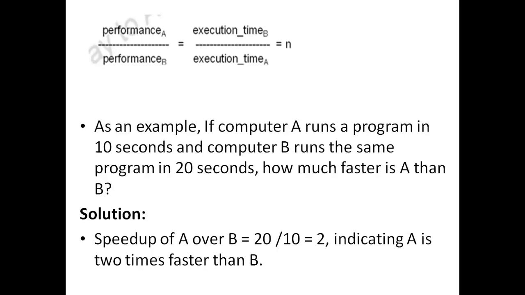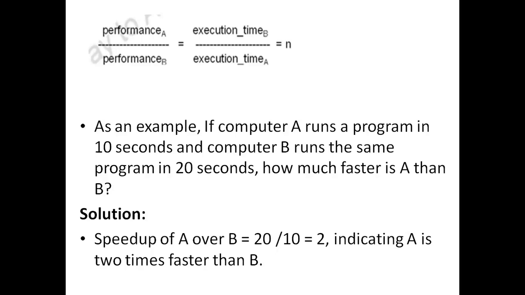So there are certain formulas to calculate the performance of a computer. Performance is determined by execution time. Based on the execution time, the performance will be calculated. So performance equals 1 divided by execution time.